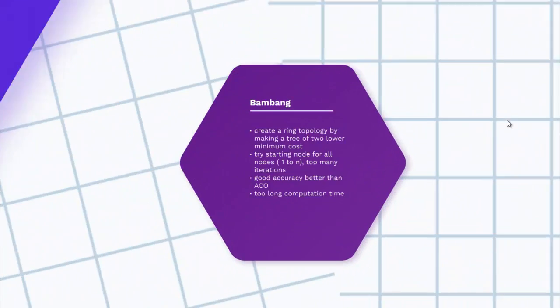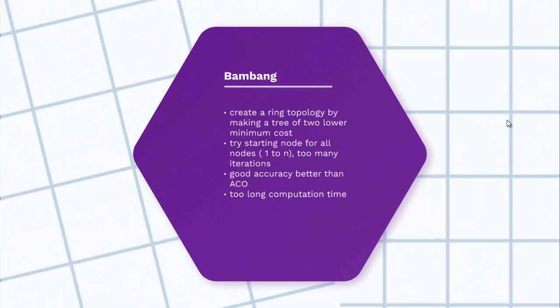And the last algorithm is Bambang algorithm. This algorithm creates a ring topology by making a tree of two lower minimum costs and tries starting nodes for all nodes 1 to n. So it makes too many iterations. This algorithm creates good accuracy, better than ant colony algorithm, but needs too long computation time.